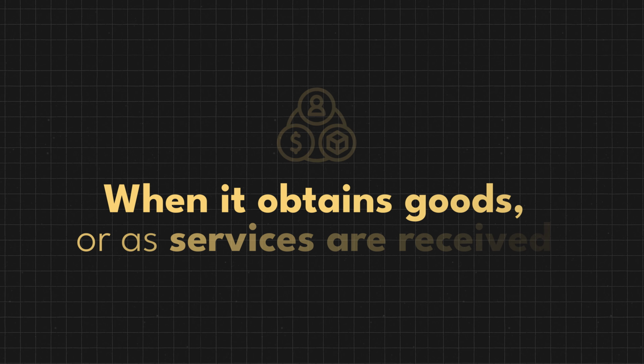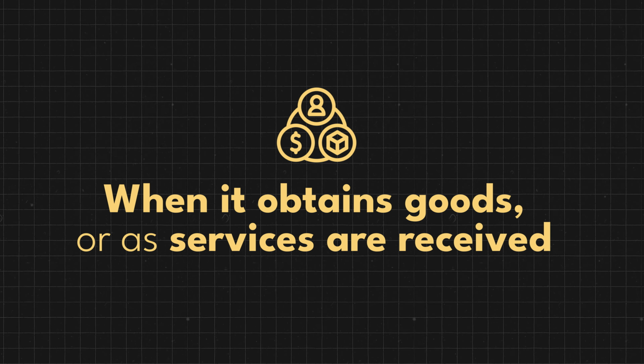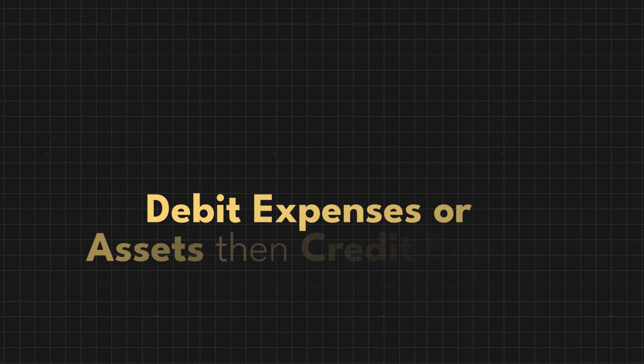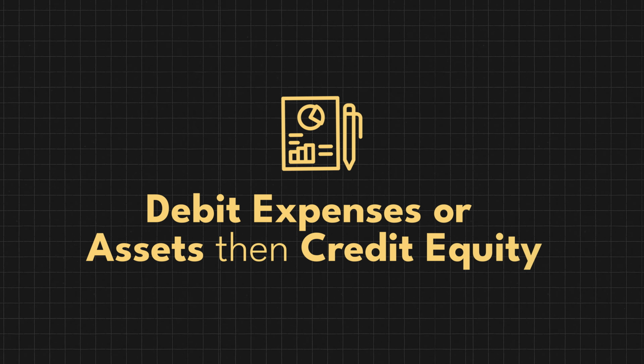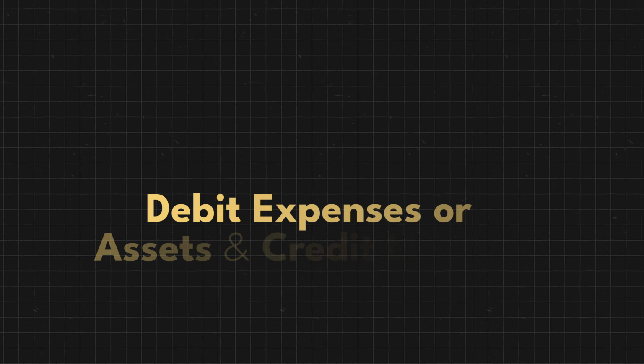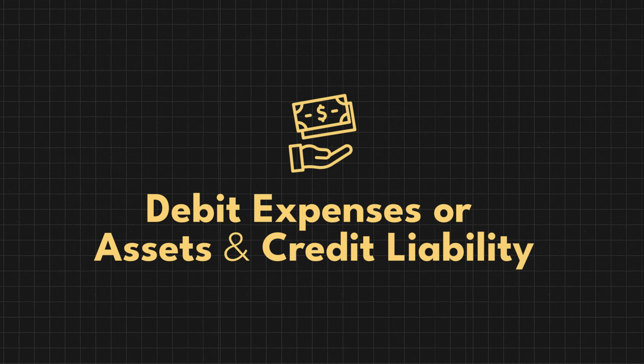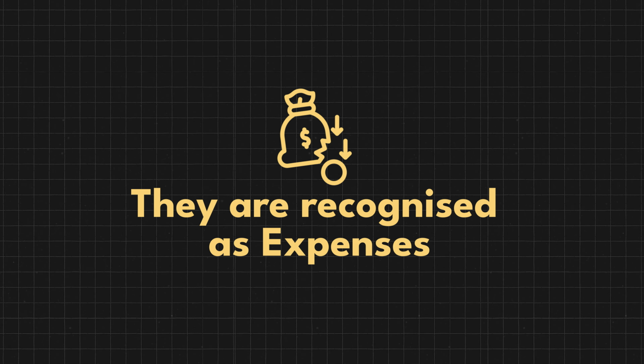An entity recognizes goods or services received in a share-based payment transaction when it obtains the goods or as the services are received. For equity-settled transactions, debit expenses or assets, then credit equity. For cash-settled transactions, debit expense or asset and credit liability. If the goods or services don't qualify as assets, they are recognized as expenses.